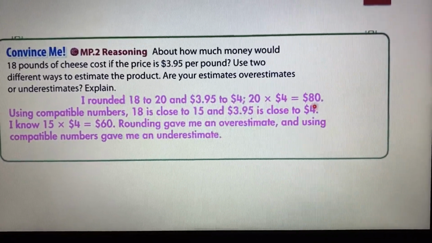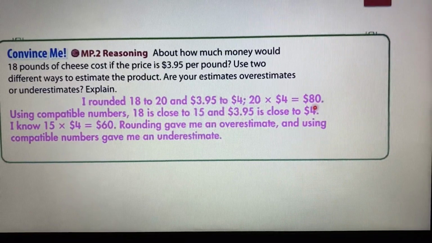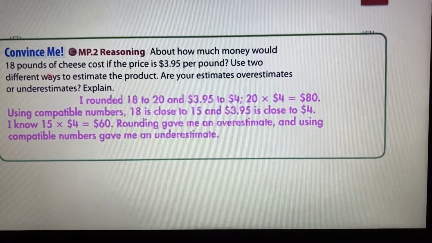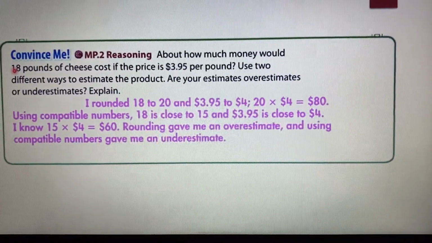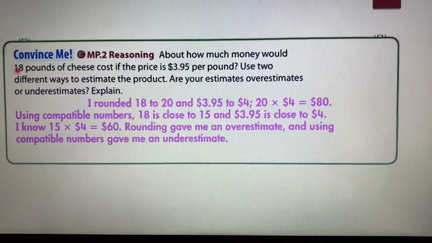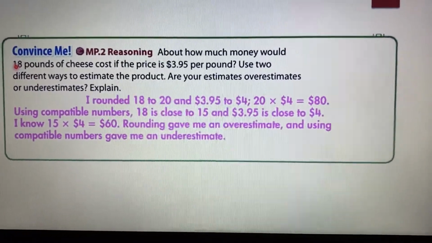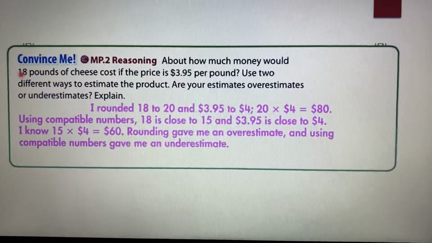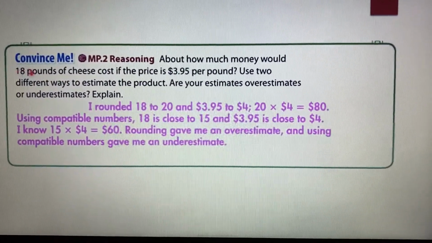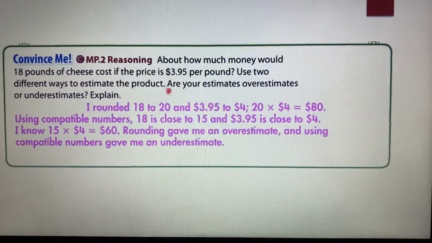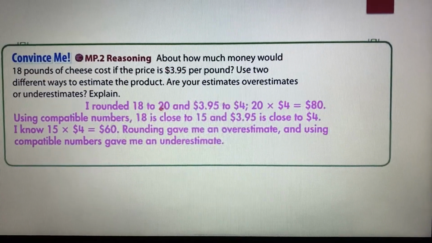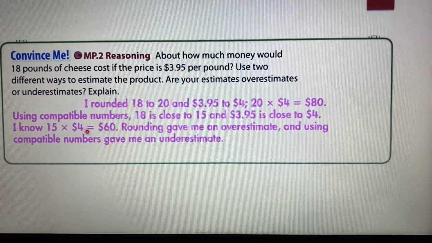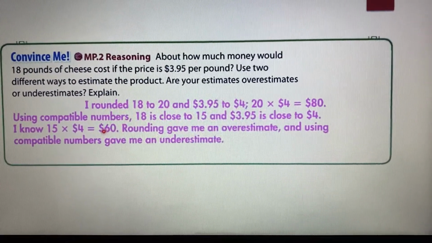So this is about the rounding. Now, let's go to the compatible numbers. 18, as we said before, is between 10 and 20. But what is the halfway? The halfway is 15. So I'm taking 15 here. And here, of course, we're taking 4. So I will multiply 15 times 4, and the answer is $60.